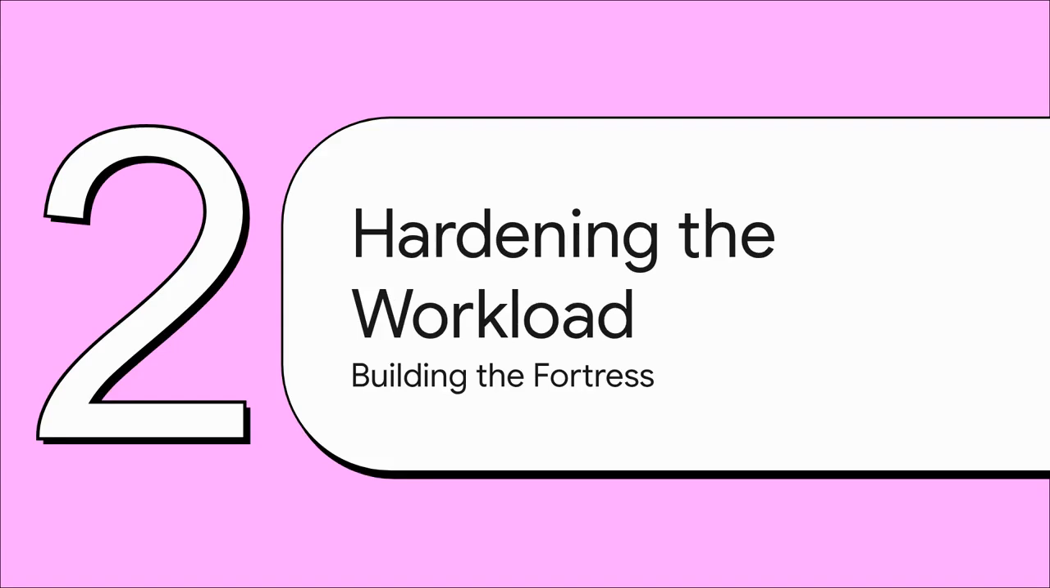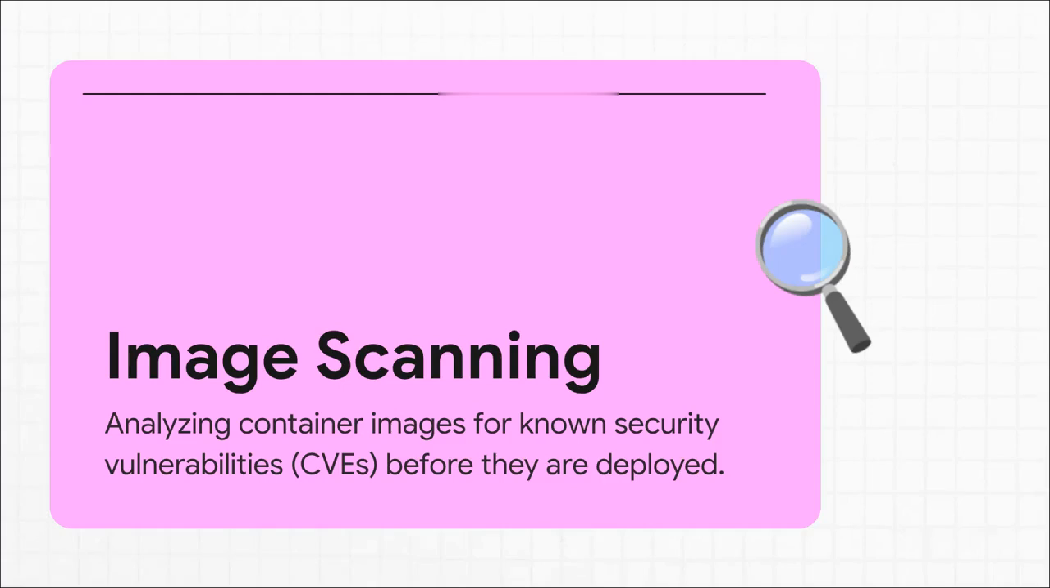And the very first step is to harden the workload itself. We have to control what we let into our environment, and then strictly define what it's allowed to do once it's inside. Our first line of defense is image scanning. I mean, you wouldn't let a stranger just wander into your fortress without checking who they are, right? Same logic. Before an image even thinks about getting deployed, you need to scan it for known vulnerabilities. You'll see these called CVEs. Tools like Azure Container Registry Tasks or Microsoft Defender for Cloud can totally automate this for you, so you're not accidentally deploying known security holes into production.